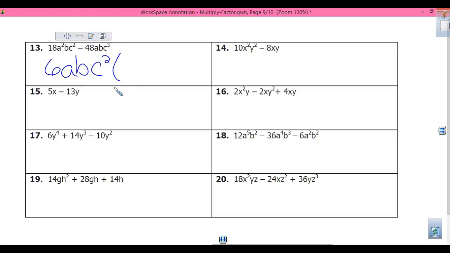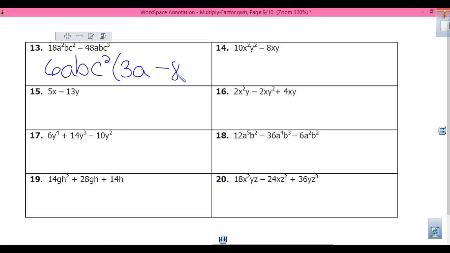Okay, parentheses, 18 divided by 6, 3. A squared divided by A. What happens with my B's? They cancel. What happens with my C's? They cancel. All right. Minus 8. Good.